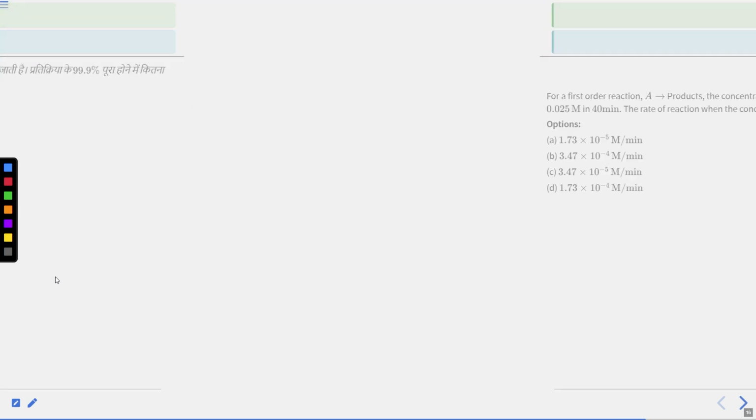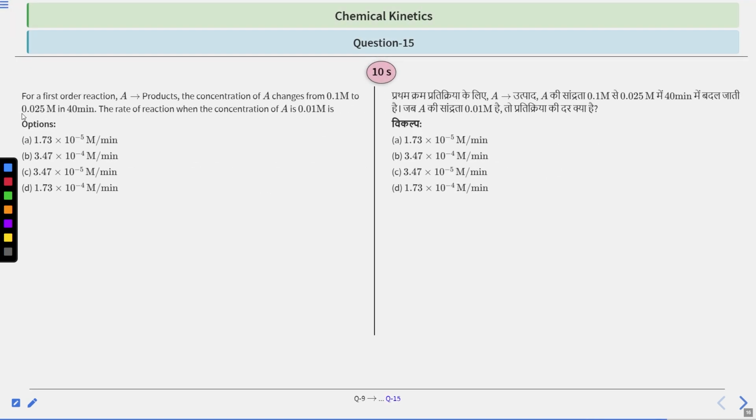Okay, let's move to the next question. Question number 15. For a first order reaction, A is going to products. The concentration of A changes from 0.1 molar to 0.025 molar in 40 minutes. The rate of reaction when the concentration of A is 0.01 molar is. So we have to find out the rate of the reaction when the concentration of A is 0.01 molar, and the concentration of A is changing from 0.1 molar to 0.025 molar in 40 minutes. This is also the information we have been given.